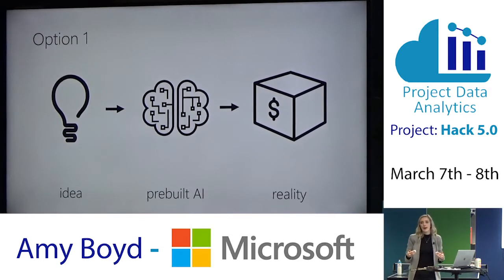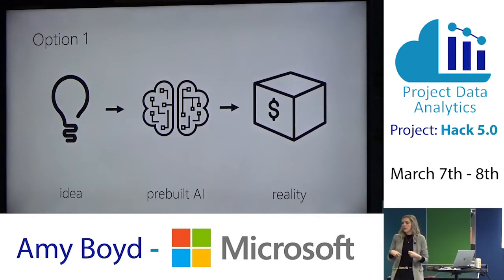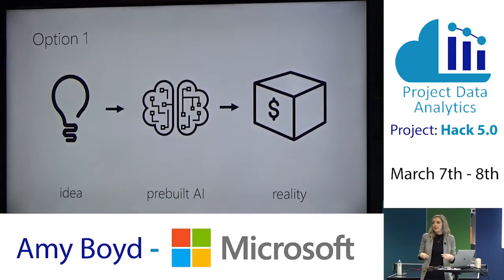Option number one is all about, okay, I have an idea, and we have this idea of pre-built AI. Pre-built AI is that Microsoft train this model. So think of text analytics, think of computer vision. What's in the image? What objects are in that image? Text analytics, can we extract key phrases? All of these types of things. They're actually not easy problems to solve still, but they're not impossible.